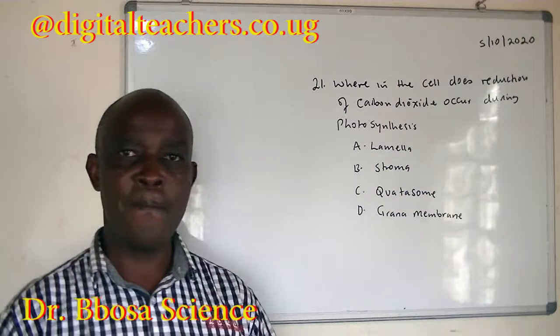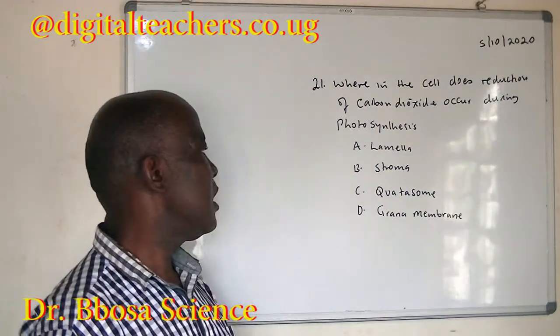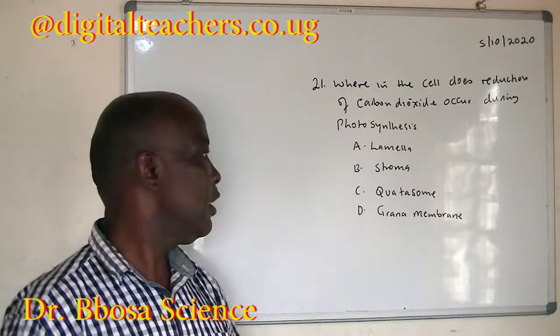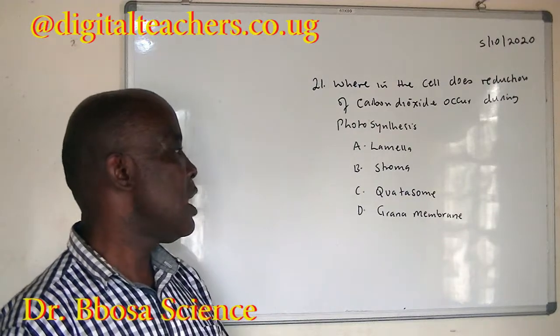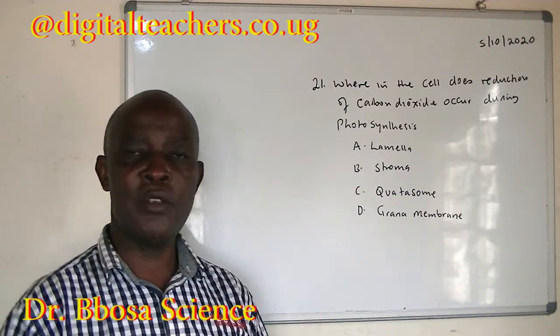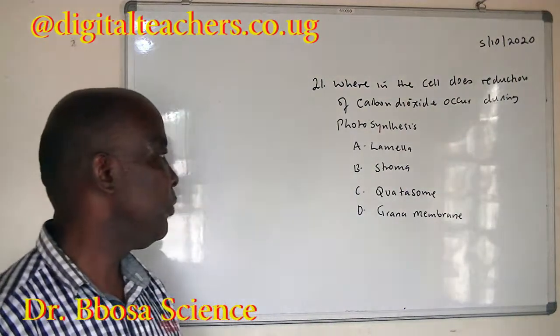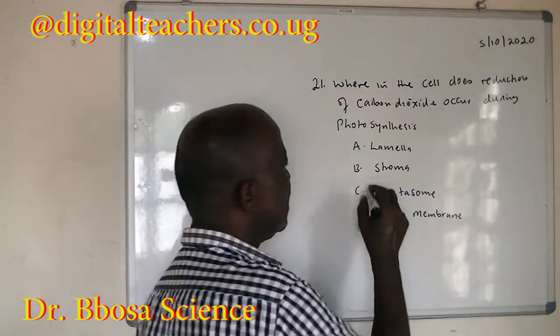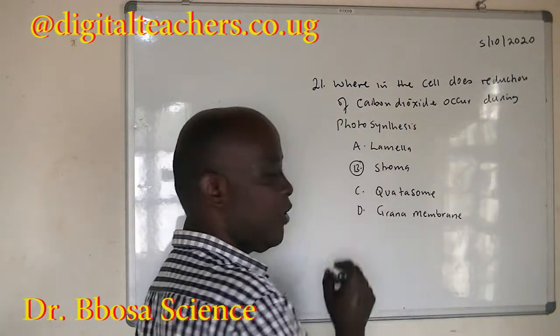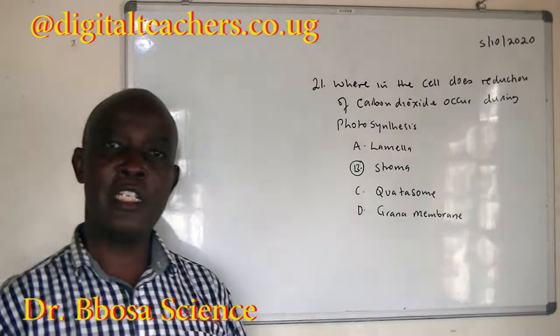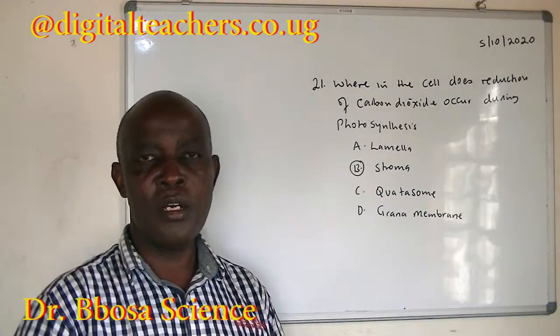21. Where in the cell does reduction of carbon dioxide occur during photosynthesis? A. Lamella. B. Stroma. C. Potassium. D. Granular membrane. You can pause, get the answer, and we continue. So the answer is B. This is just a fact. Dark stage occurs in the stroma of the chloroplast.